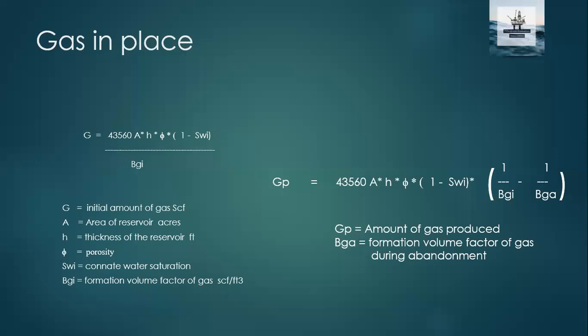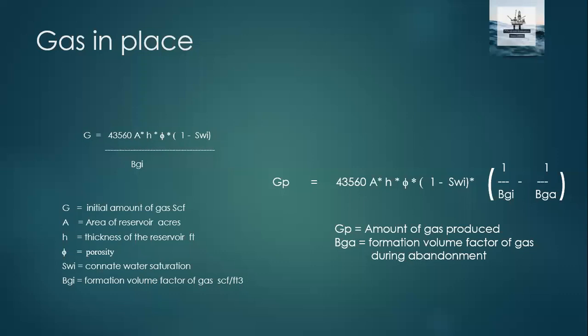So during production, the formula will be altered like this: 43,560, the same way as earlier how we calculated G, A into H into phi into 1 minus SWI into 1 by BGI minus 1 by BGA. BGI is the one we calculate before production. Before gas started to produce into the well, the formation volume factor of gas is BGI.